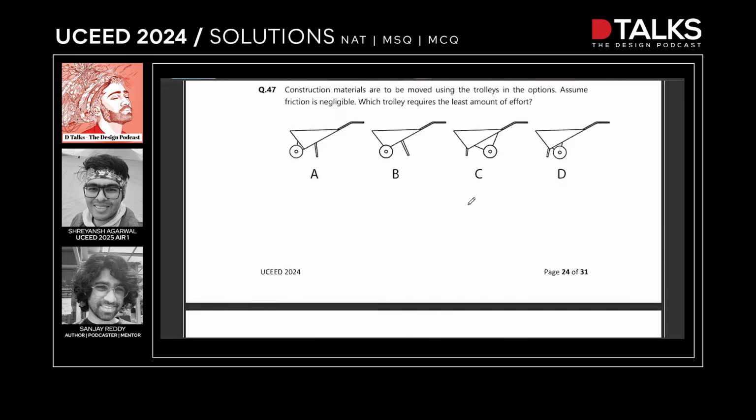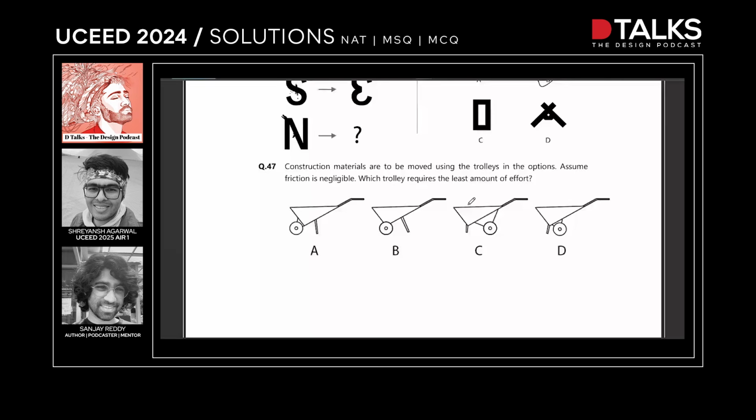So it's B. Construction materials are to be moved using trolleys and the options. Assume friction is negligible. What's the least amount of effort? If you've seen a wheelbarrow, A and B are just wrong. The wheel is always before the thing, the stand, because you push the wheelbarrow down and then you are easily able to walk it. And in A and B, you'll have to pull the wheelbarrow up if you want to move it.